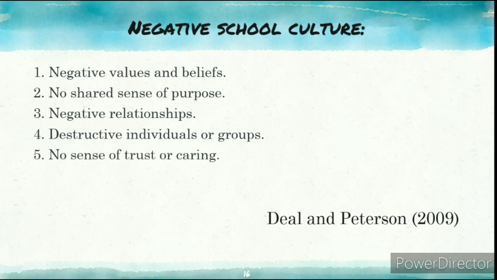Fifth, no sense of trust or caring. Teachers or administrators don't prioritize the health and well-being of the students. They fail to address the negative situations inside the school. For example, teachers fail to notice if the students are suffering from mental health problems or if they experience bullying.